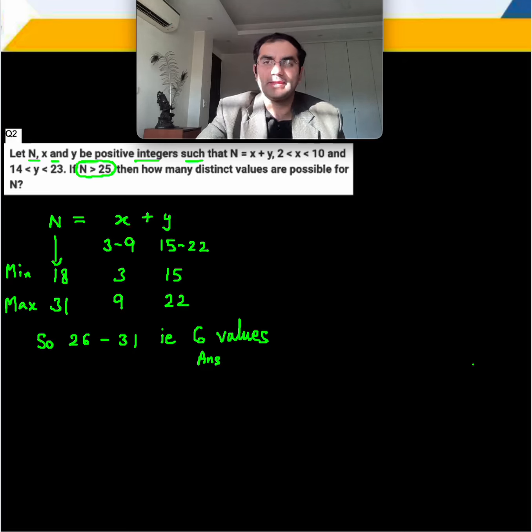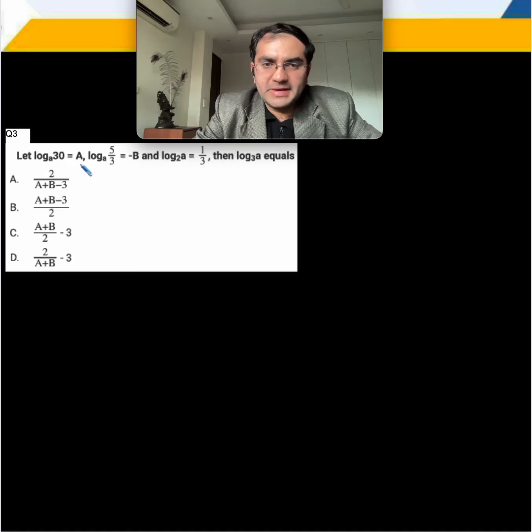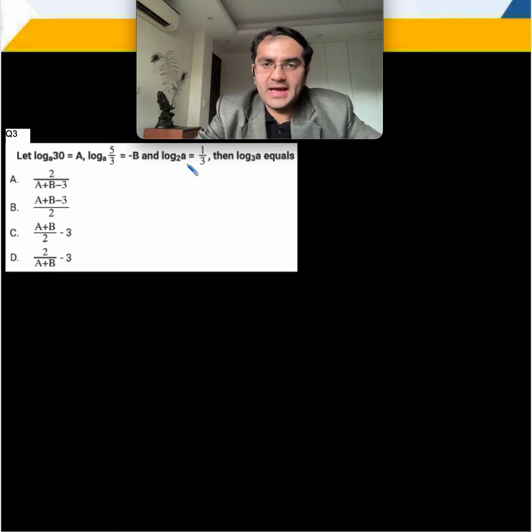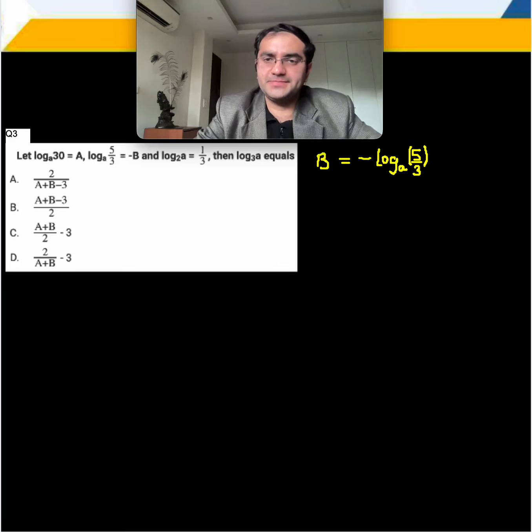Right. This is a question on logs, and obviously the basic understanding of logs will be used over here. You are given log 30 base a is A, capital A, and log 5 by 3 base a is minus B, and log a base 2 is 1 by 3, and you have to find log small a base 3. So immediately what I notice in the options is that each of the options has an A plus B. So I want to get to A plus B first. So what is B? B is minus log 5 by 3 base a. If I take the minus inside, the reciprocal of the argument can be obtained. So the argument's reciprocal becomes 3 by 5.